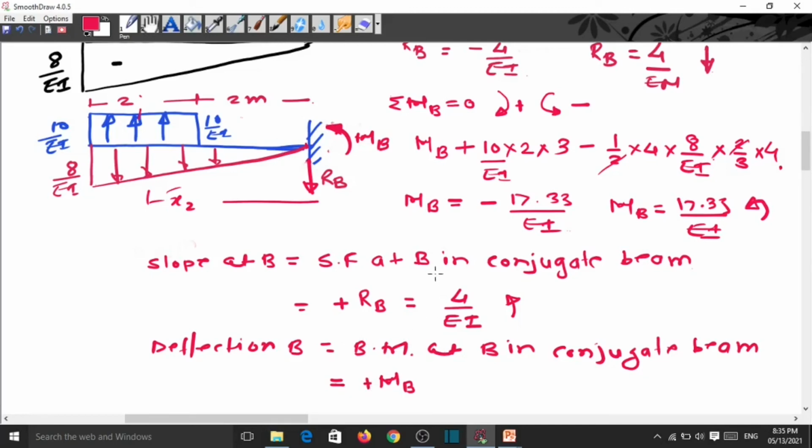Now for this sagging bending moment, the deflection is upward. So MB is equal to 17.33 divided by EI, and this deflection is in the upward direction. So delta B is equal to plus MB, that is 17.33 by EI, if the moment is sagging. In that case, the deflection is in the upward direction. So this is the slope and the deflection at the free end.